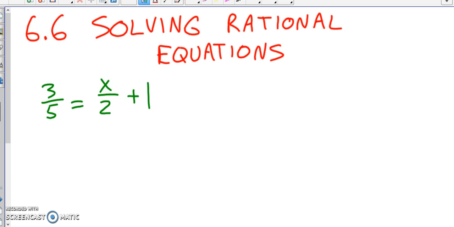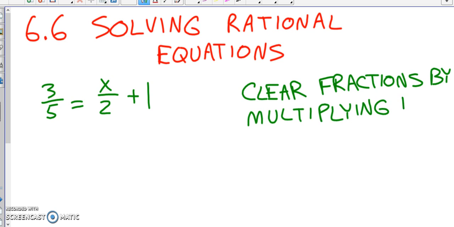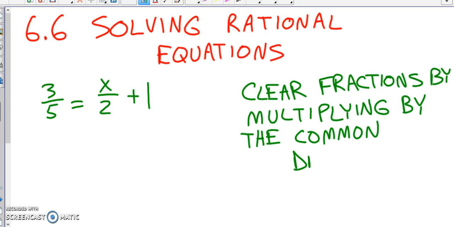Well, the scary thing about that is that it's got fractions in it. So what we're going to do is we're going to clear those fractions by multiplying by the common denominator. So what you have to do is you have to determine what the common denominator for any particular problem is.